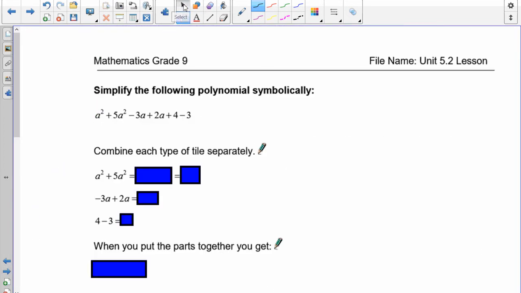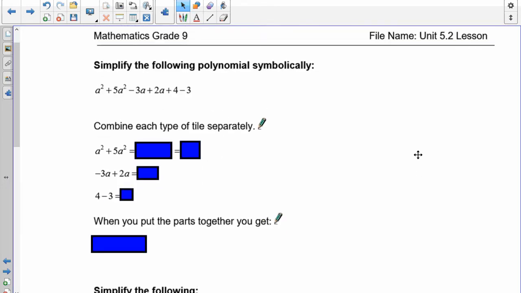Okay, so let's have a look here. All right, now I'm going to do another one with you, and then after that, you're going to do some on your own. So simplify the following polynomial symbolically, which means we don't draw tiles. So you see here, I've still got these ones grouped: a squared plus 5a squared, minus 3a and positive 2a, and a positive 4 and a negative 3. So taking a look at the first grouping, that's going to give you 1a squared and 5a squareds. So 1 and 5 gives you 6a squareds there. One large square plus 5 large squares gives you 6 large squares.